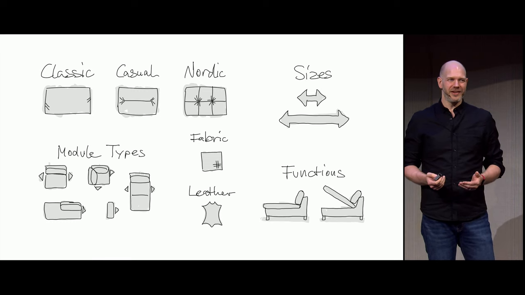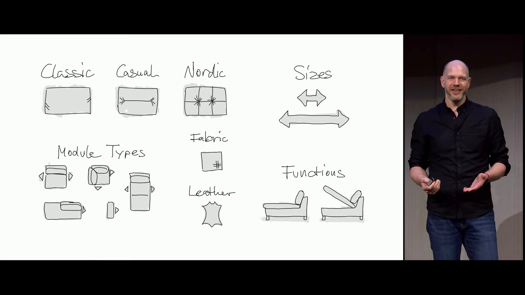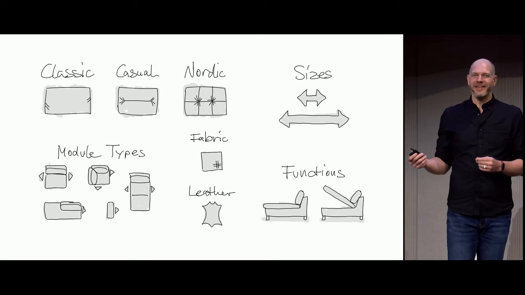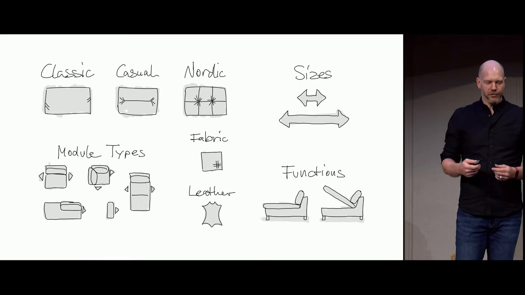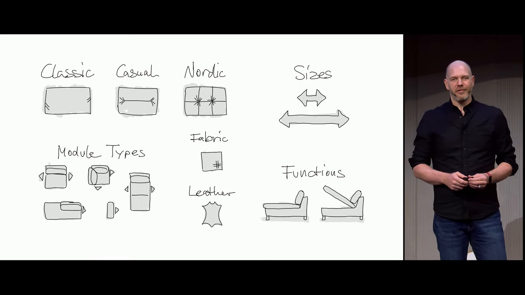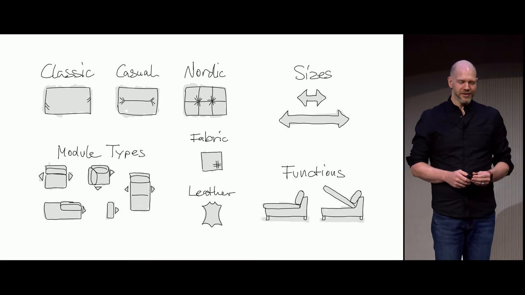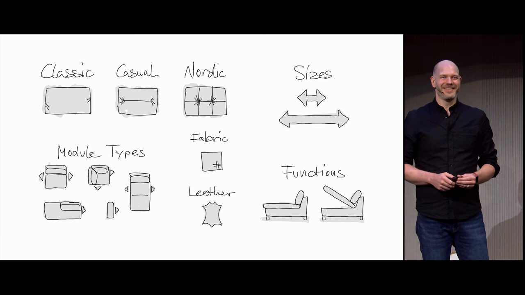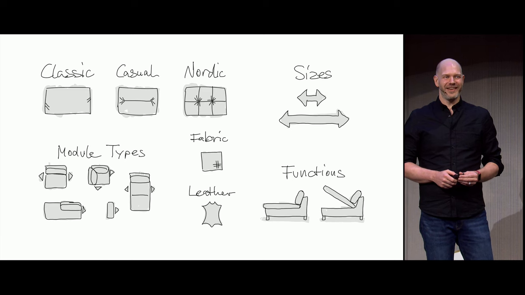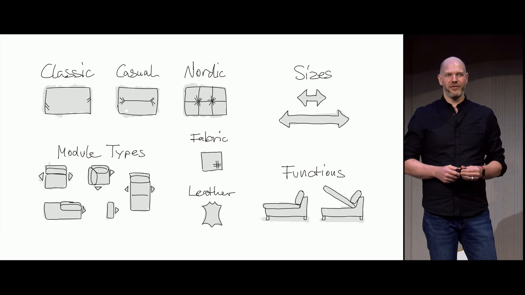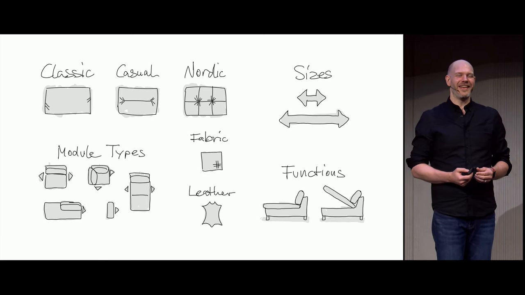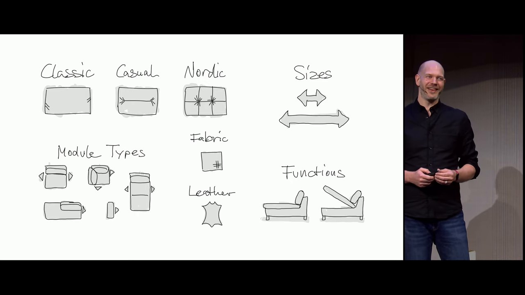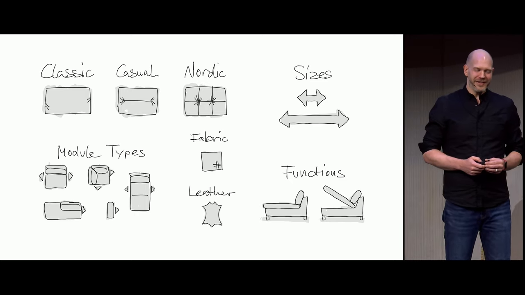Because all of these usually come in at least three different styles, classic, casual, Nordic, and then each of these modules also has multiple different sizes, and there are module types like long chairs, open-ended ones, corner elements, and so on. Some of these have functions like the storage in the long chair. And then when you think you're done, the leather brick hits you because you have to do all of that again for the leather versions. Because as you probably know, cows don't come in infinite size, so you cannot produce infinitely large leather patches. That means you will have additional seams for the leather versions.